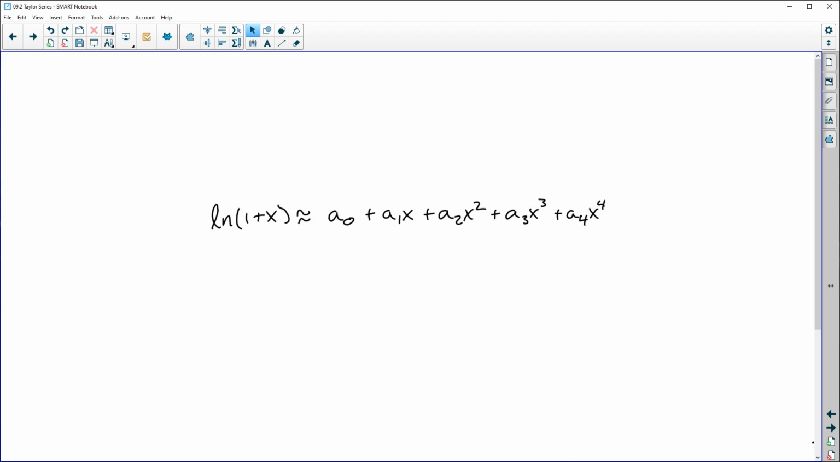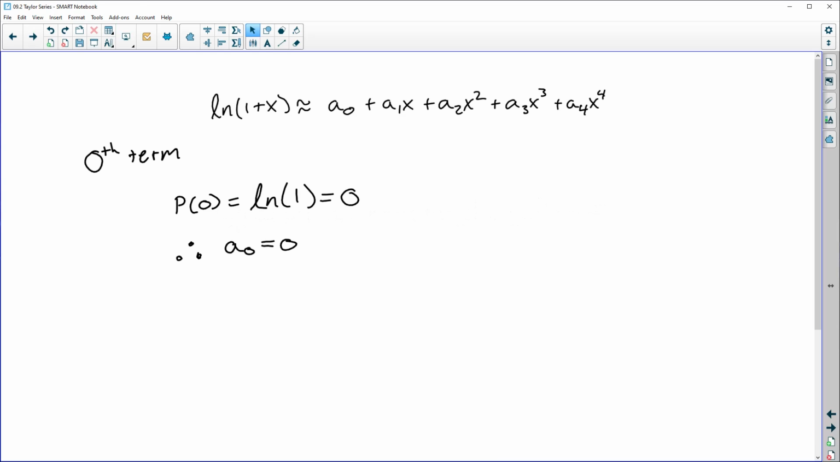Now that we've shown that we can use derivatives to find the constants for polynomial series, let's go ahead and take an actual function, the natural log of 1 plus x, and approximate it to the fourth order. What we will be doing is actually taking derivatives and evaluating it at 0. What we will find is the solutions are our constants, a naught through a4.